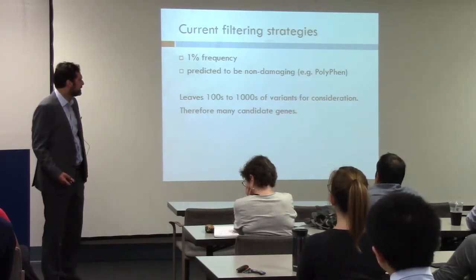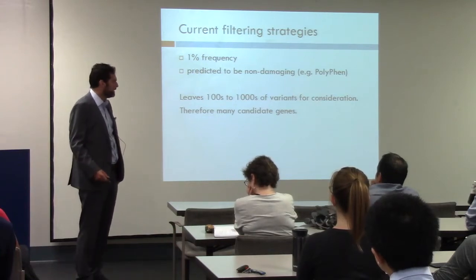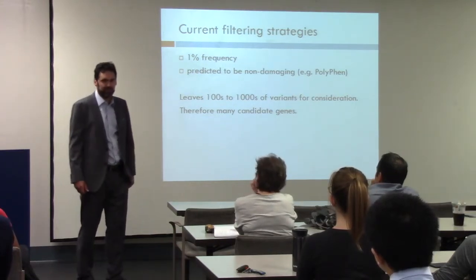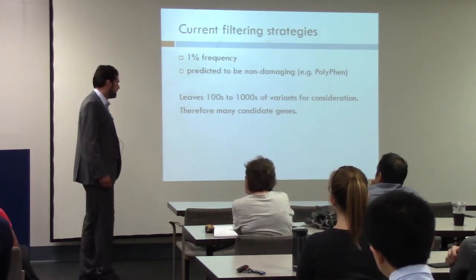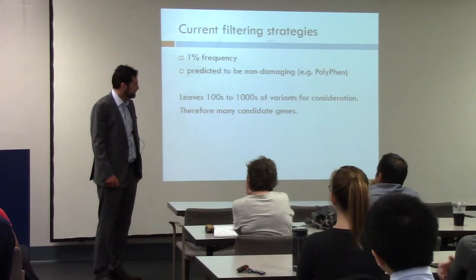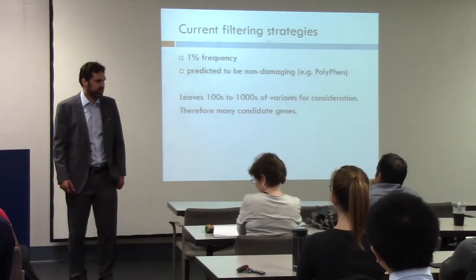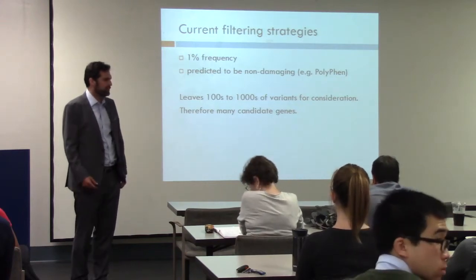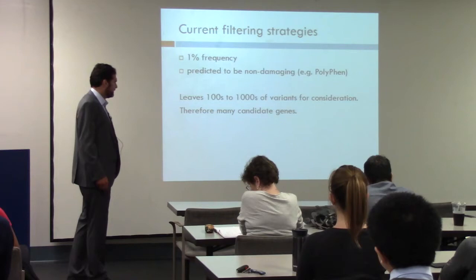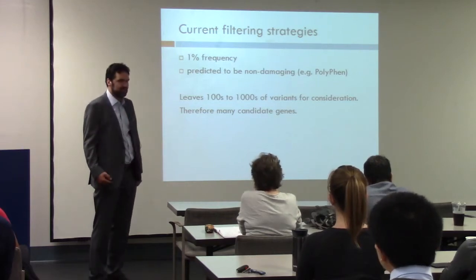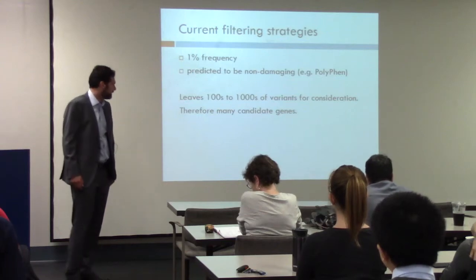So what we can do is we can start by filtering out any genetic variant we see that has a frequency above 1% in a population. Then after that, we can use other methods such as PolyPhen, which give deleteriousness scores, and any variants which are predicted to be non-deleterious, we can also remove from consideration. Even when we do this, however, it still leaves hundreds, if not thousands, of variants that need to be followed up on. And that can take a lot of time, effort, and money.